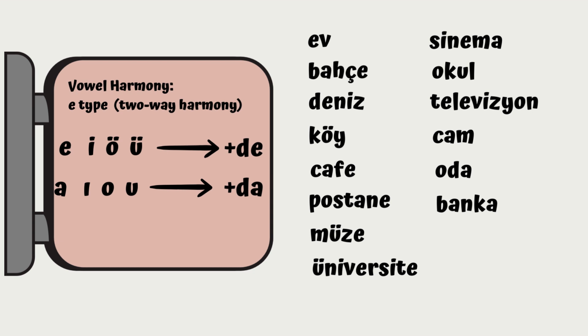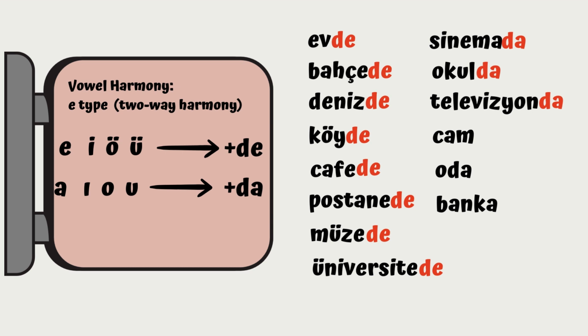So let's take a look at these examples. So ev, de. Bahçe, de. Deniz, de. Köy, de. Kafe, de. Postane, de. Müze, de. Üniversite, de. But take a look at the second group. So it's all about the final vowel. Sinema, da. Okul, da. Televizyon, da. Cam, da. Oda, da. And banka, da.